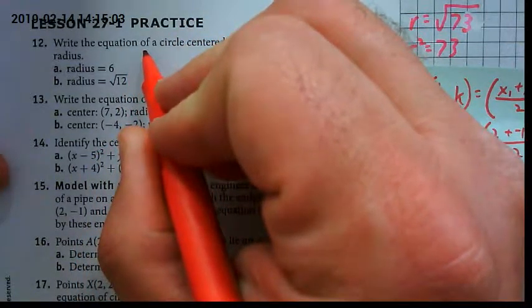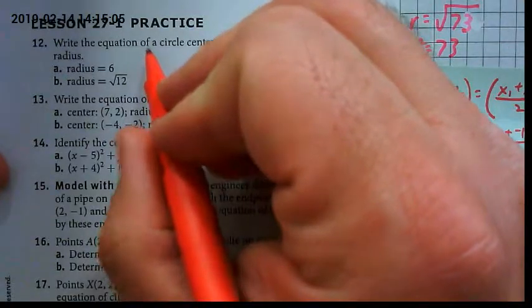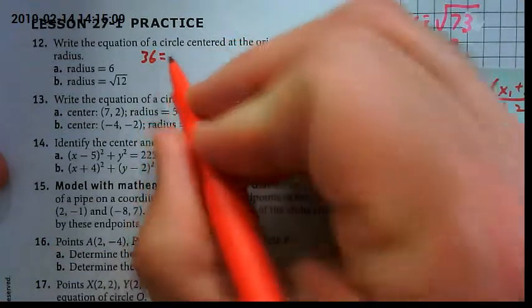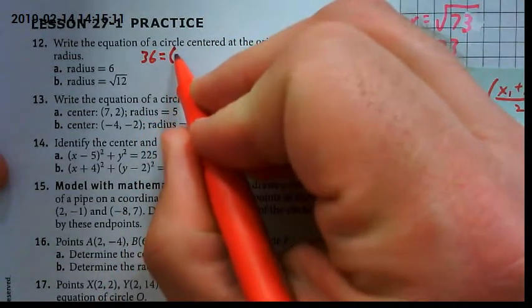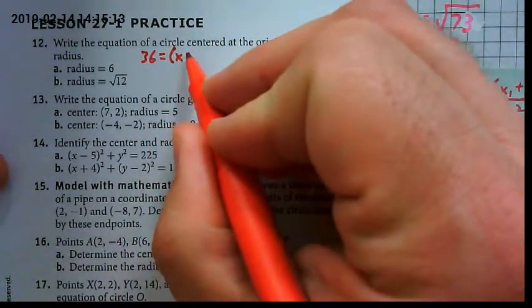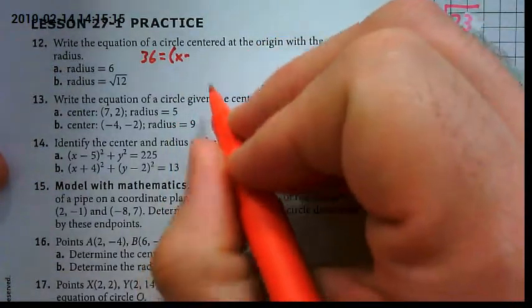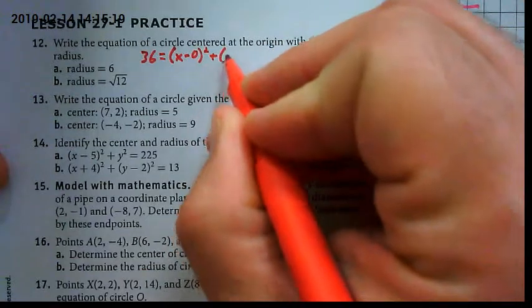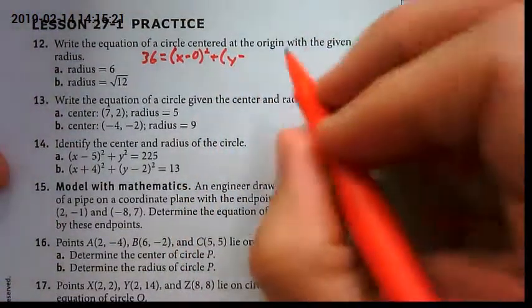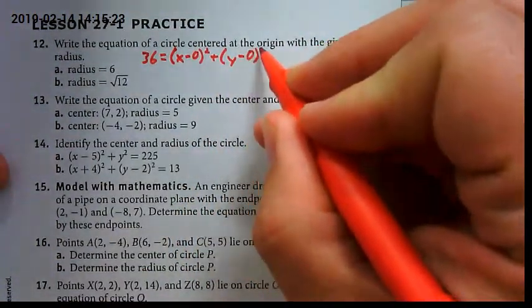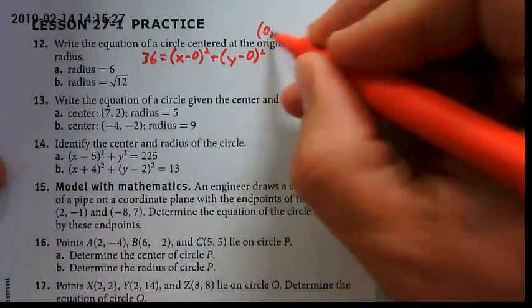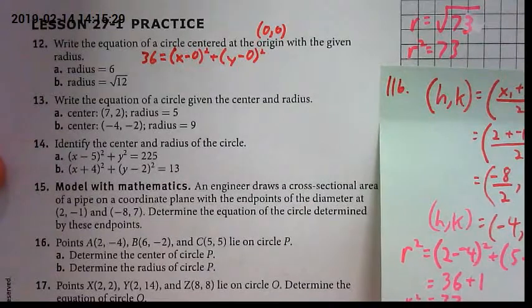So I write 6? 6 squared, which is 36. Now, it's going to be equal to x minus what? 0 squared plus y minus 0. Why did you put zeros in there? So at the origin. Again, the origin is 0, 0.